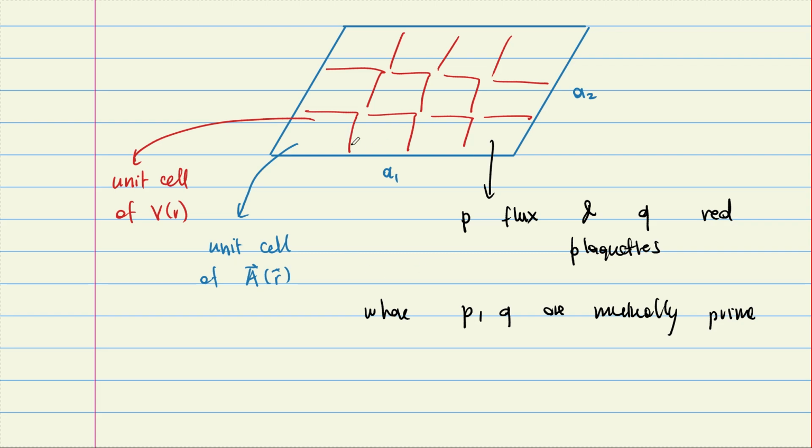What we are trying to say is, if you go to the unit cell of V of R, you may not come back to yourself under A, but if you repeat that translation some Q times, you'll come back to yourself. But when you do that, you are going to bring P fluxes. So that's the condition.